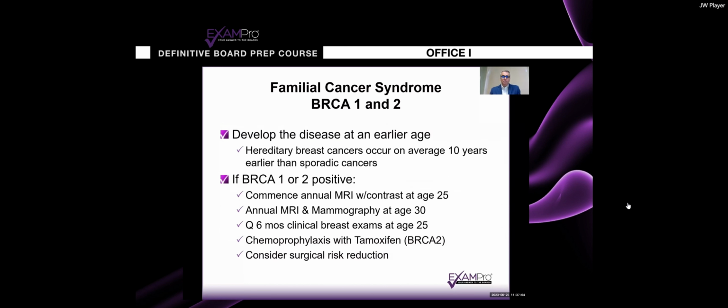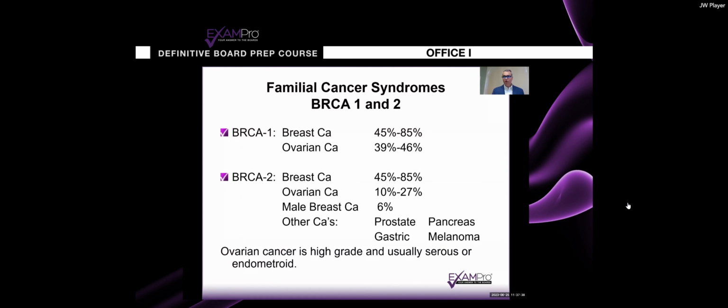Patients with BRCA mutations develop disease at an earlier age than sporadic cancers. When we have a patient who's BRCA1 or 2 positive, we do enhanced screening for breast cancer, and we can also do chemoprophylaxis with tamoxifen, so we should be familiar with that. That is specifically for patients who are BRCA2 positive. It has not been shown to reduce the risk for BRCA1, and of course, we refer them for surgical risk reduction. I'll talk in a second about ovarian. I will mention ovarian cancer.